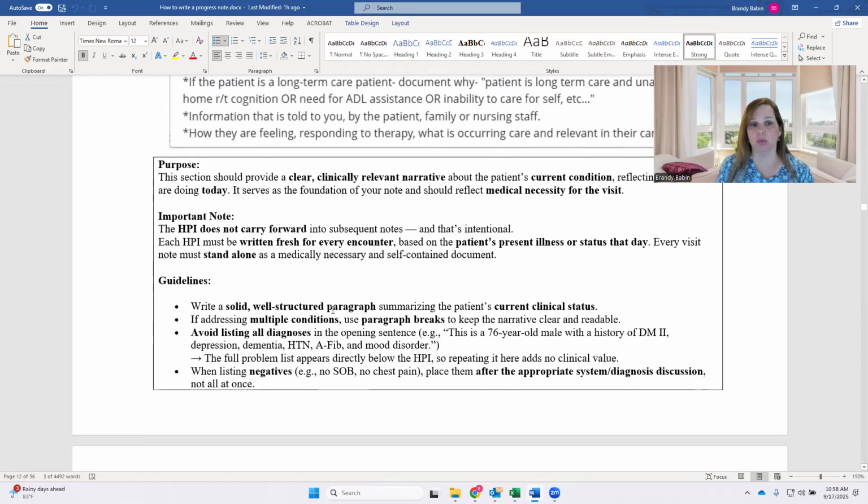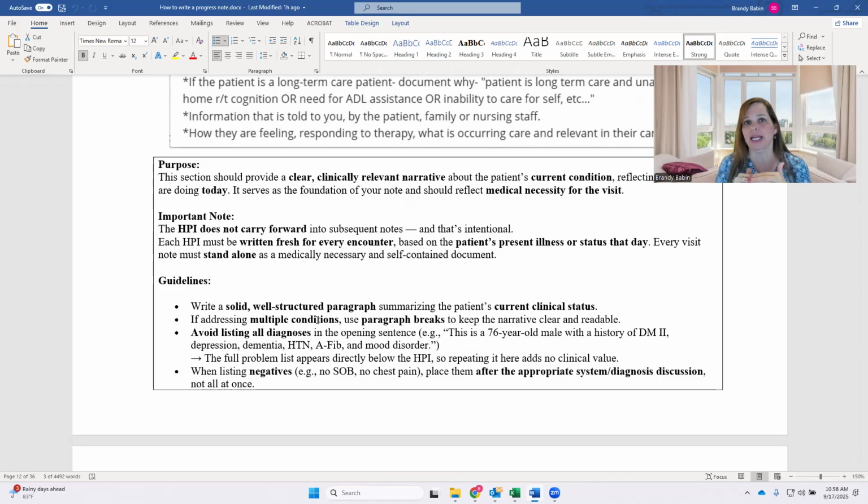I want a solid, well-structured paragraph, including the current statement or status. And then if there's multiple conditions, let's say you've addressed a wound, make that into a paragraph. And then if you're talking about now their blood sugar, then make that into a paragraph. And then if you're talking about protein, calorie, malnutrition, make that into a paragraph. What you don't want is one big, long paragraph that's difficult to read.